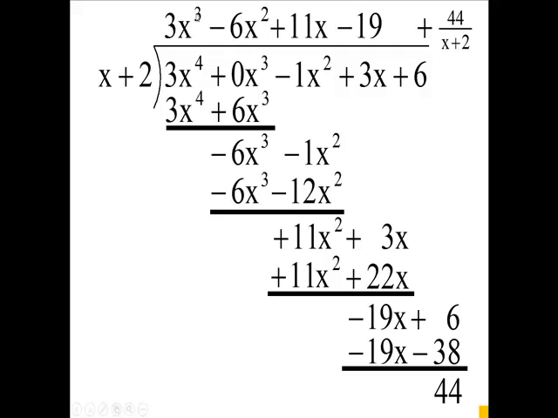Final answer: 3x cubed minus 6x squared plus 11x minus 19 with a remainder of 44, which we write as a fraction, 44 over this divisor x plus 2.